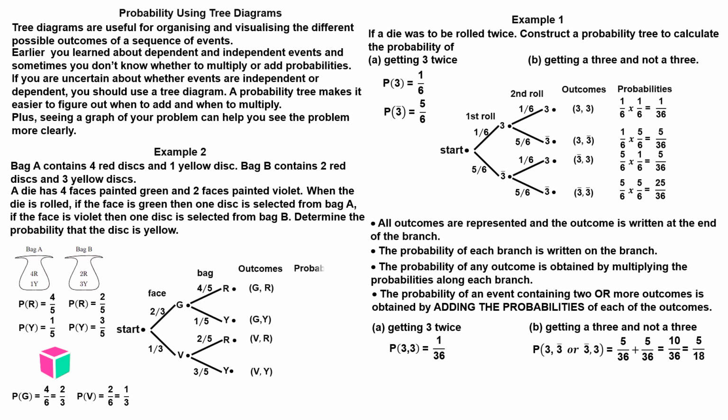We multiply the probabilities along each branch. The probability of green and red is 8/15. The probability of green and yellow is 2/15. The probability of violet and red is 2/15. The probability of violet and yellow is 3/15. The probability of yellow is the probability of green and yellow or violet and yellow. Therefore, we add these 2 probabilities.